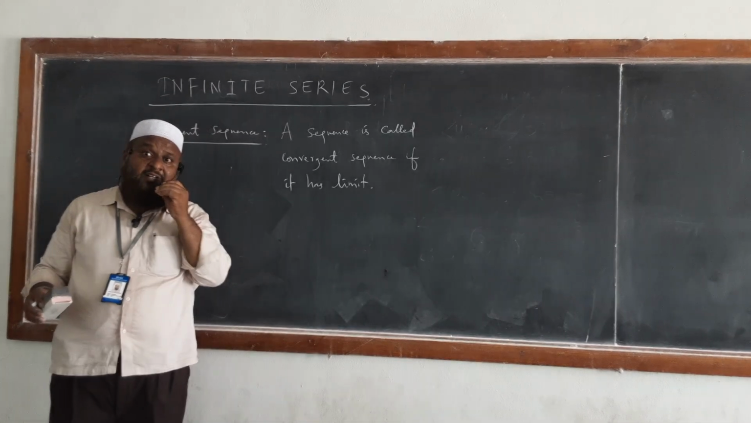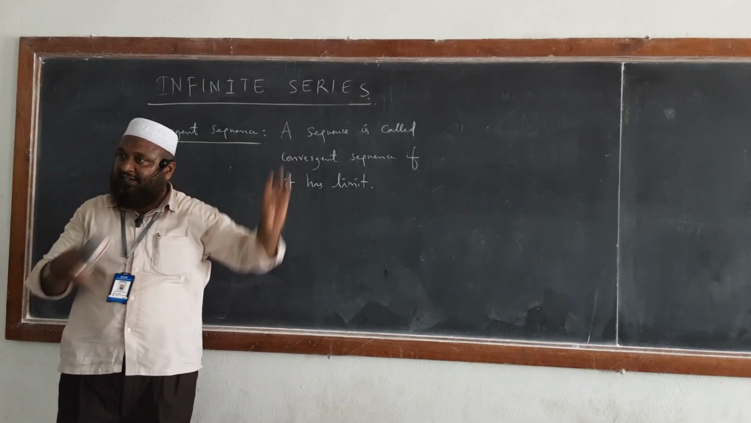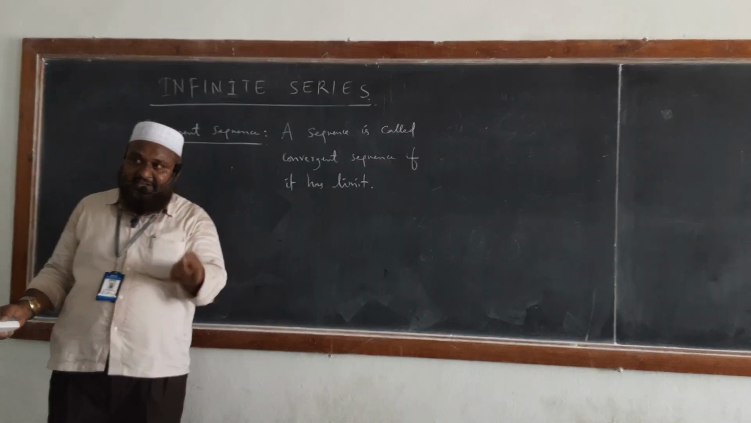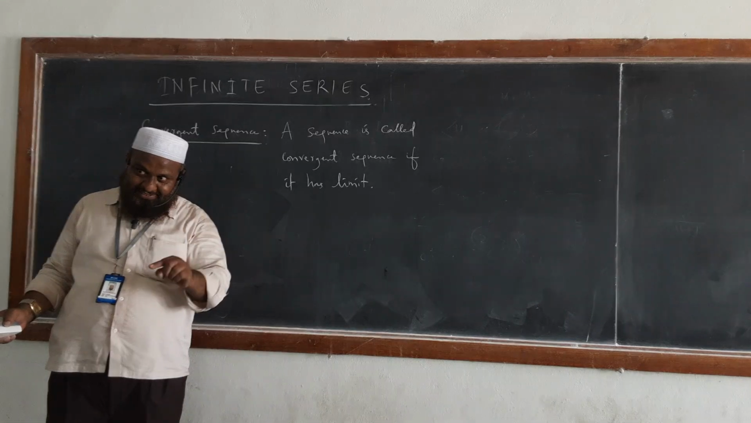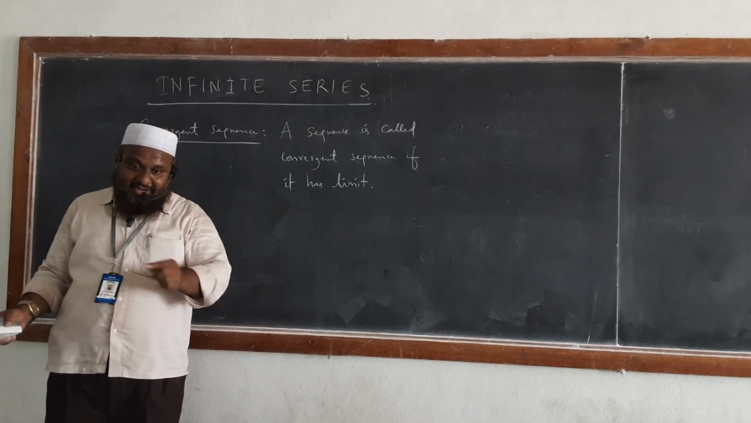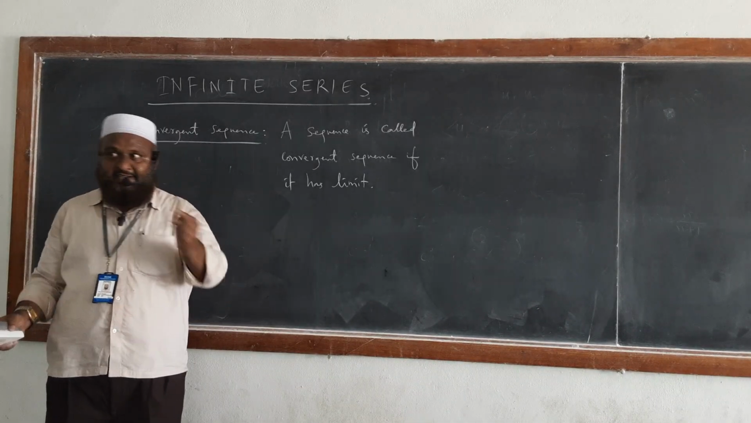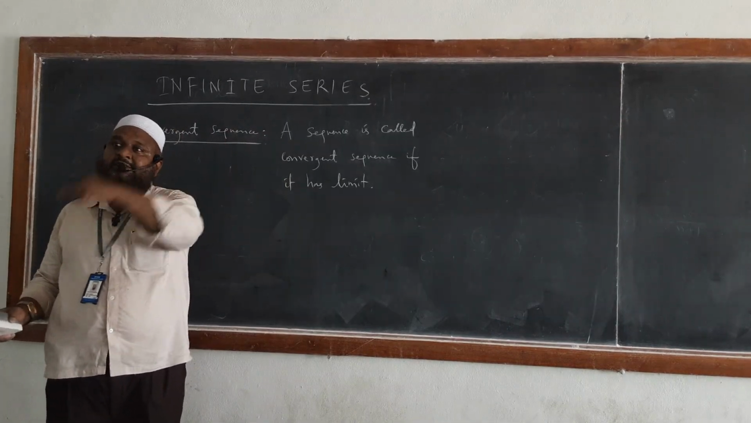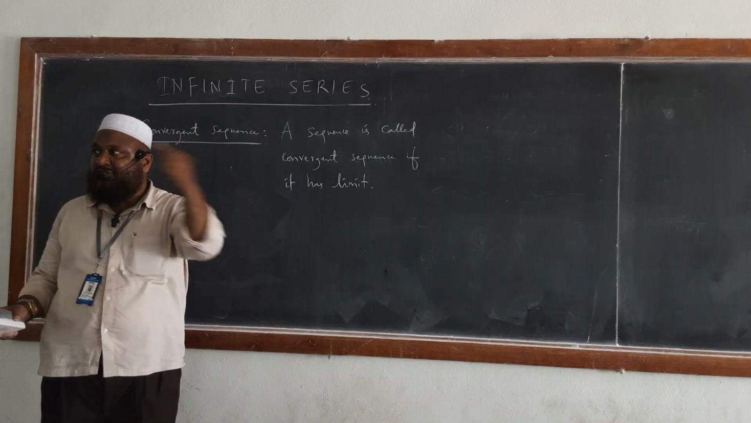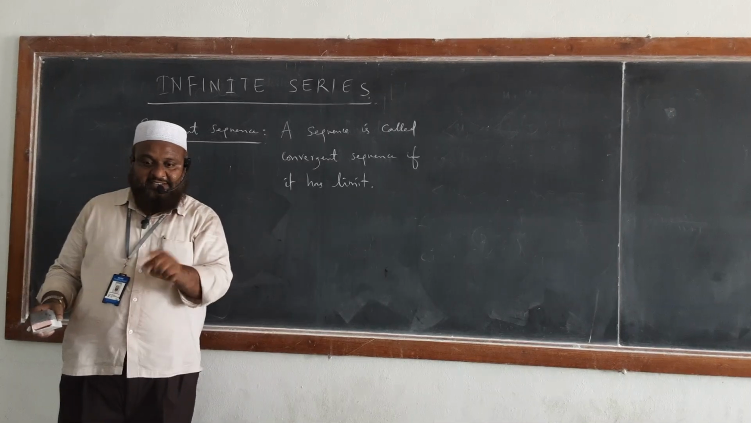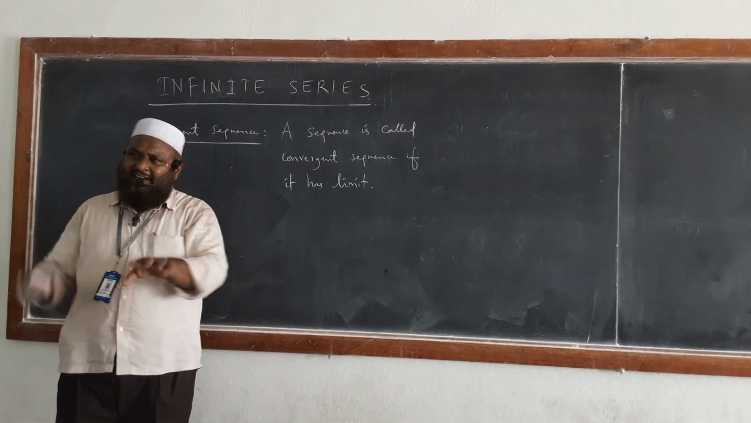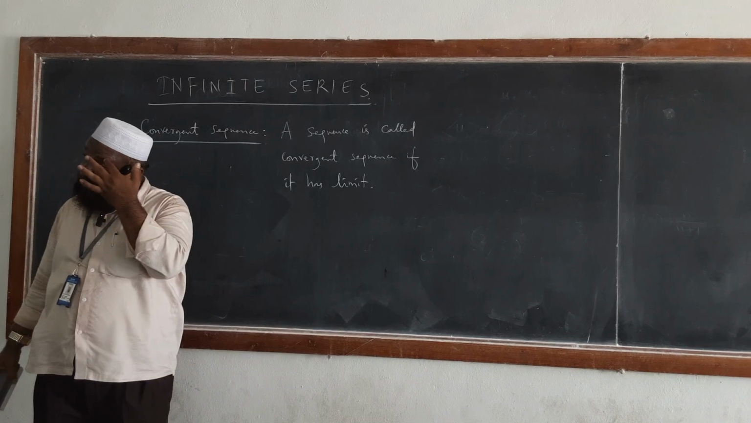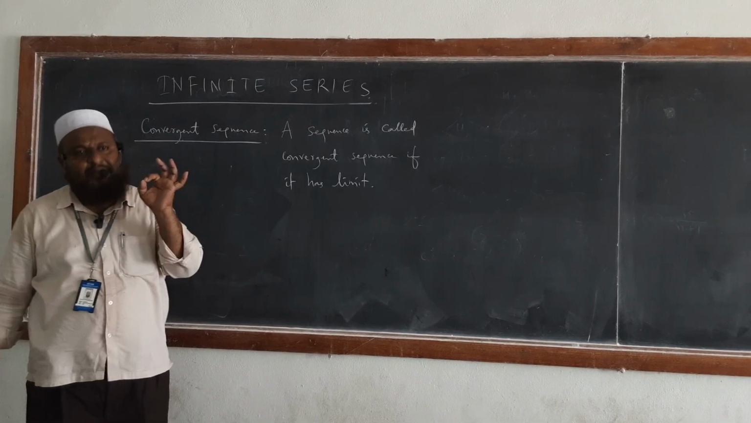Divergent categories are diverging to plus infinity, diverging to minus infinity, and oscillating finitely, like this only, this much only. And if the gap increases, going that side, coming this side, the gap increases infinitely, that is oscillating infinitely. This is oscillating finitely. Let us not go into much detail of divergent sequences. Clear about convergent sequence? Very nice.